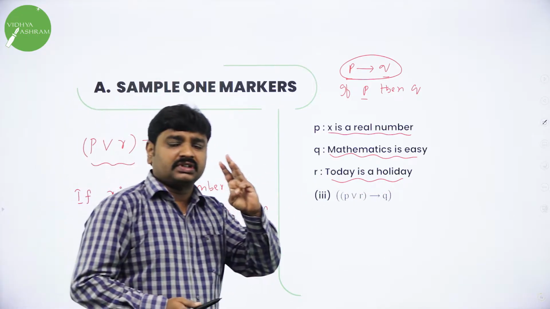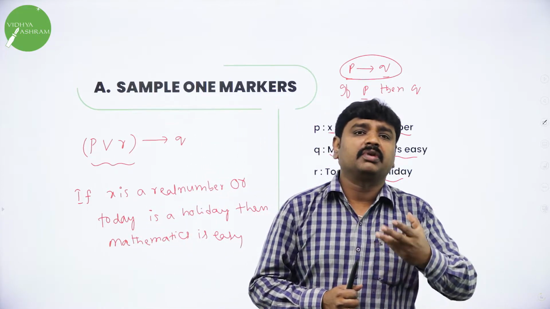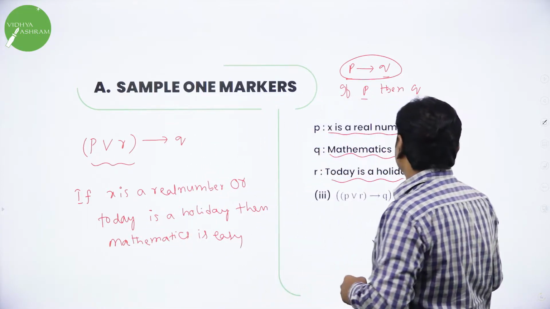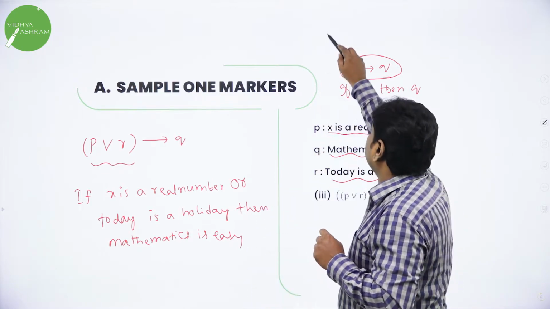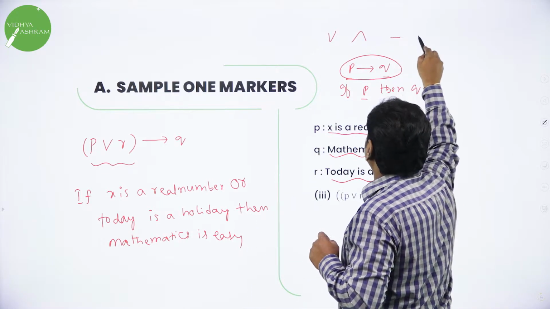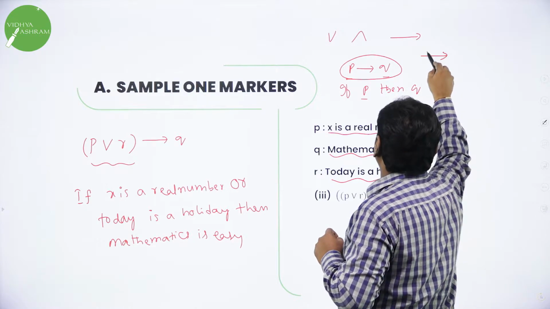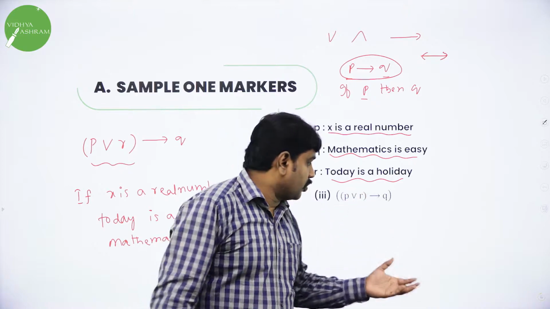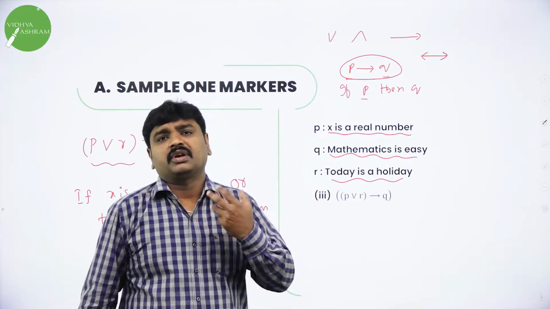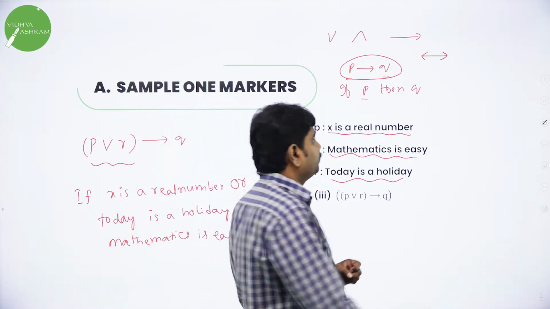So now we wrote 3 compound propositions into what? Verbal form. To write in verbal form, you should know the connectives. What are the connectives? This is OR, this is AND, this is if P then Q. This is P if and only if Q. So this is one type of question. They'll give the compound proposition. You have to write in what form? Verbal form. We have done it.